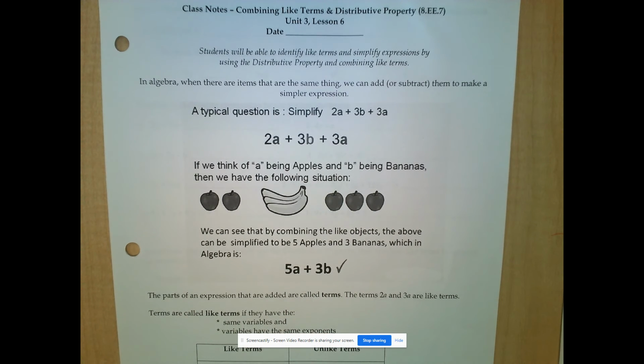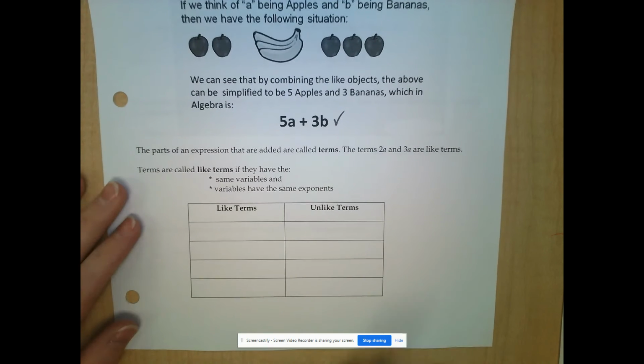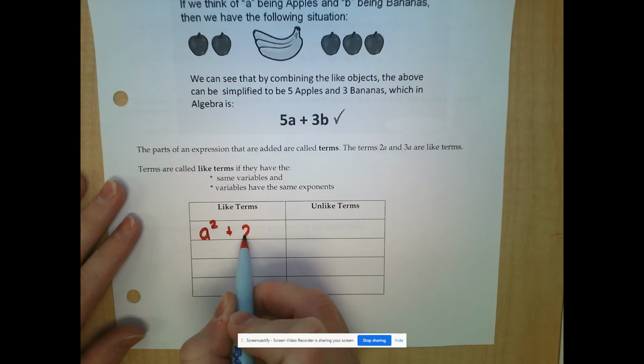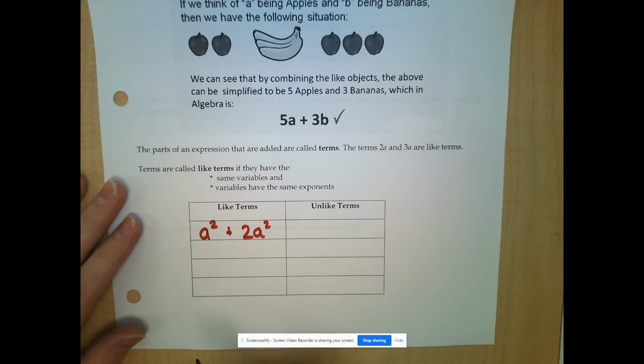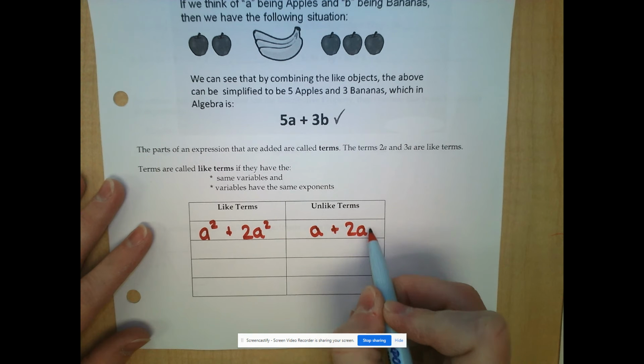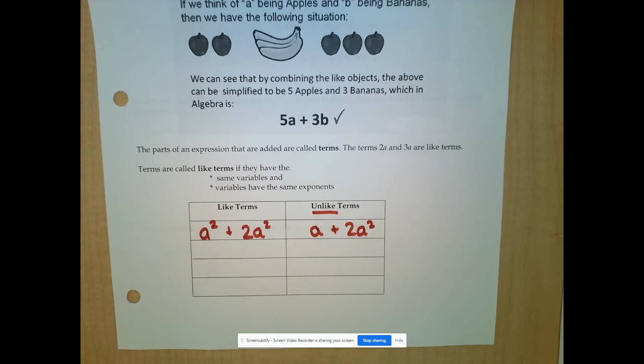When it comes to like terms, they not only have to have the same variable, but they also have to have the same exponent. So two things that would be like terms would be something like a squared plus 2a squared. They both have the same variable a and the exponent 2. However, if you had a plus 2a squared, those would be unlike terms because they have the same variable but not the same exponent.